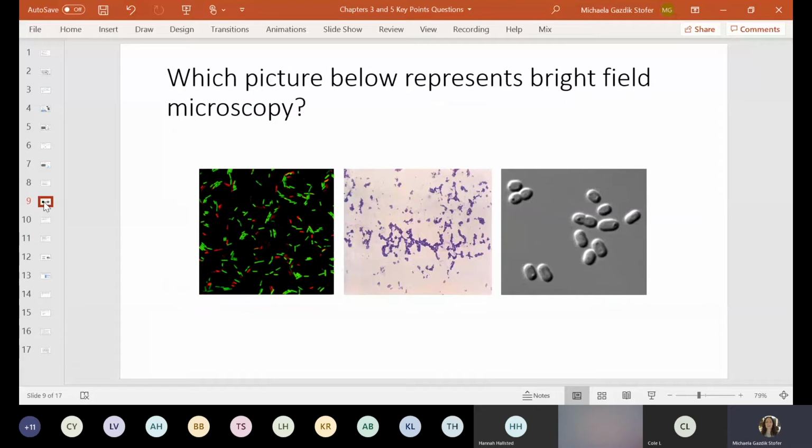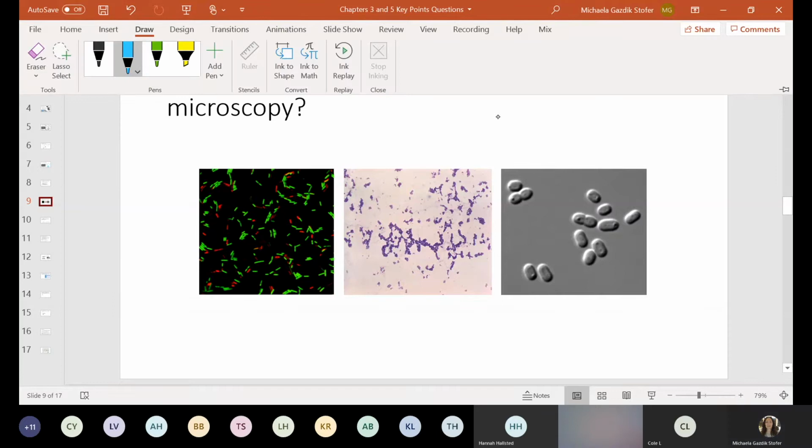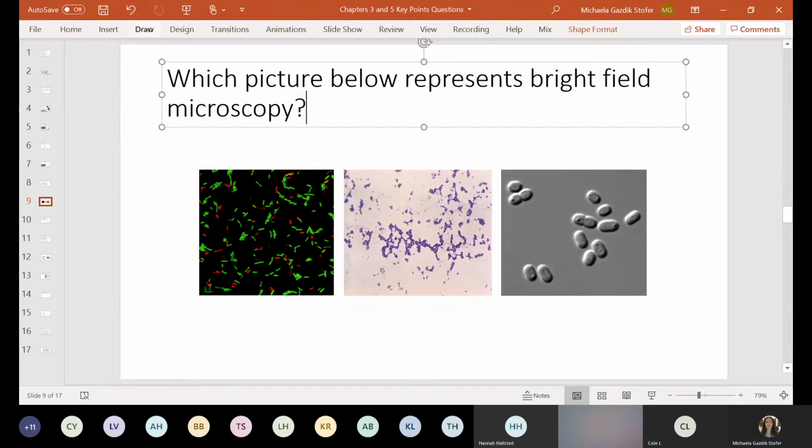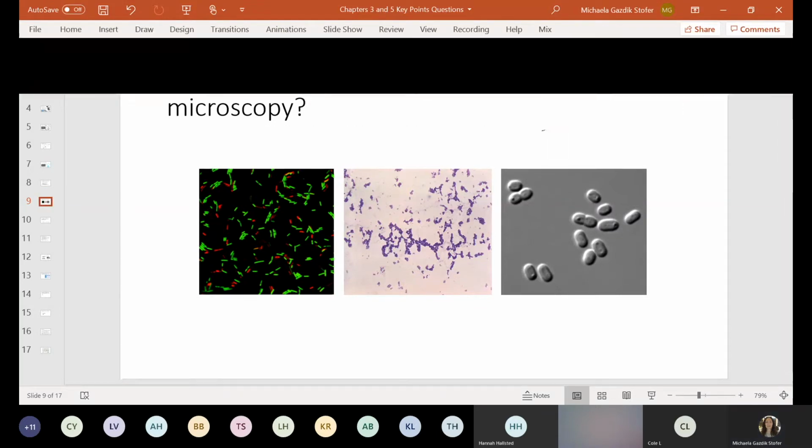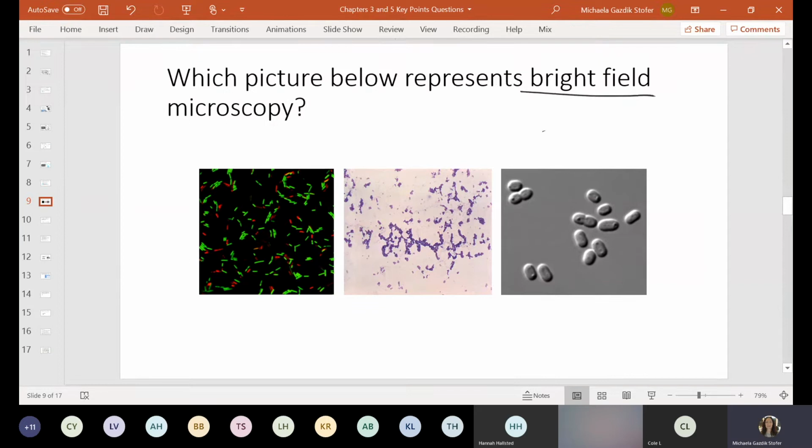Okay, we'll take a couple minutes just to look at different types of light microscopes. There's 4 main types of light microscopes that we're going to be looking at. This one wants to know which one of these images is showing a bright field microscope image. It's going to be this middle guy here.